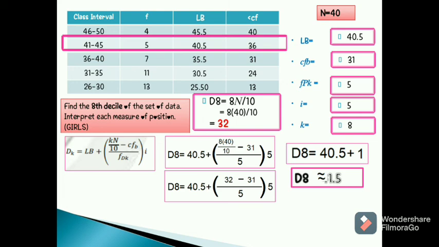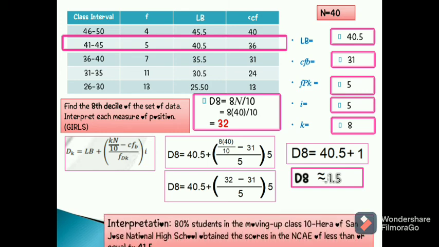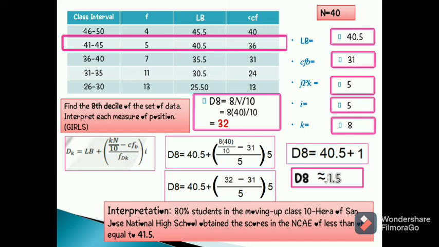Decile 8 is approximately equal to 41.5. So natakpan na naman ng ating approximately sign yung ating 4. So to interpret, 80% of students in the moving up class of 10 Hura of San Jose National High School obtained the scores in the NCAE less than or equal to 41.5. So 80% because the 8th decile is equivalent to 80%. So as simple as that.